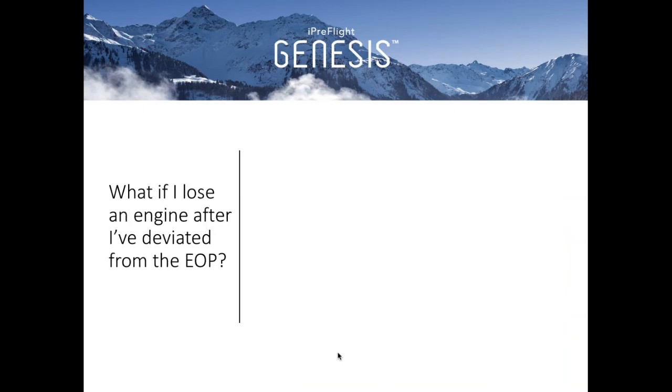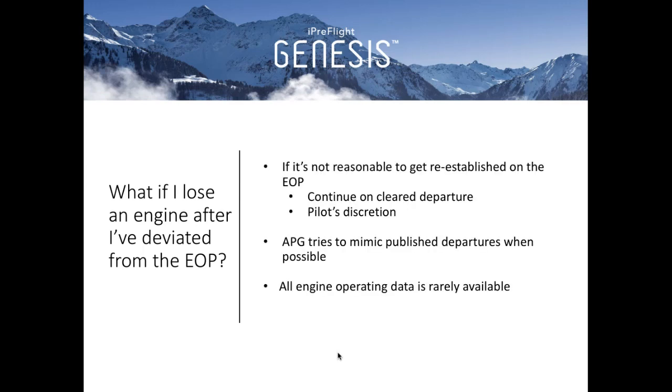The next question is, what if I lose an engine after I've already deviated from the EOP? What do I fly in that situation? The answer to this question is a little more complicated because it really will just depend on the situation. If you've already deviated from our procedure and it's not reasonable to get reestablished on our procedure, we recommend that you continue on your cleared departure or use your own discretion as to what is the best course of action.